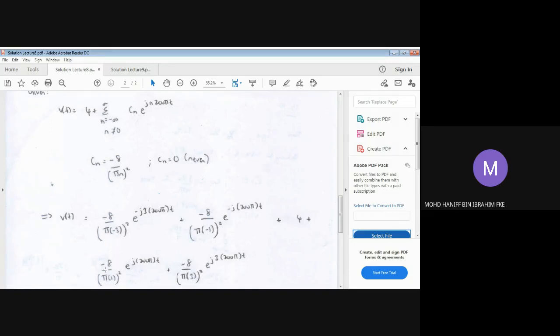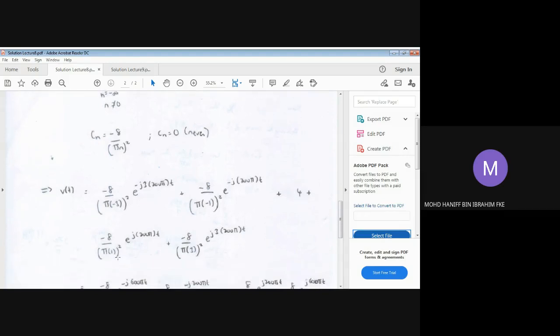Starting from n equals negative 3, followed by n equals negative 1, n equals 0, which is 4, and then we have the expression for n equals 1, and finally the expression for n equals 3. So that should be the expansion of the Vt signal.